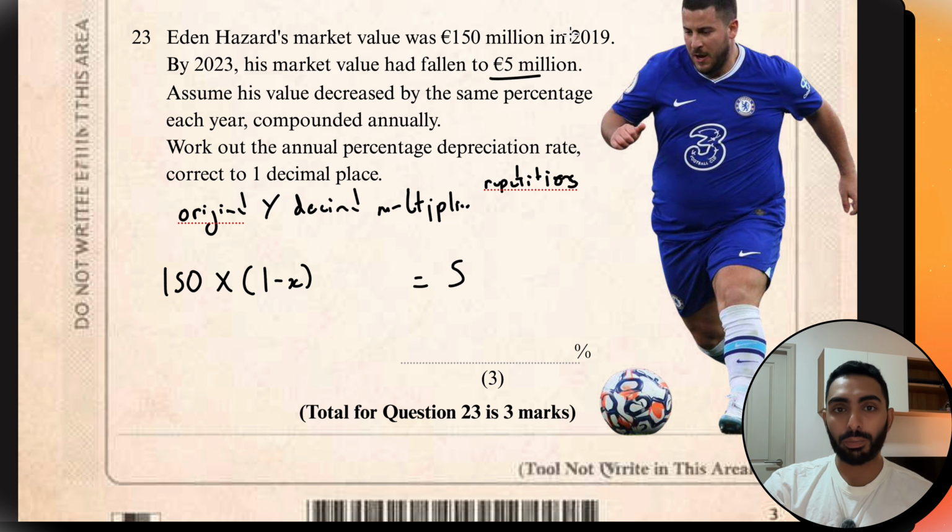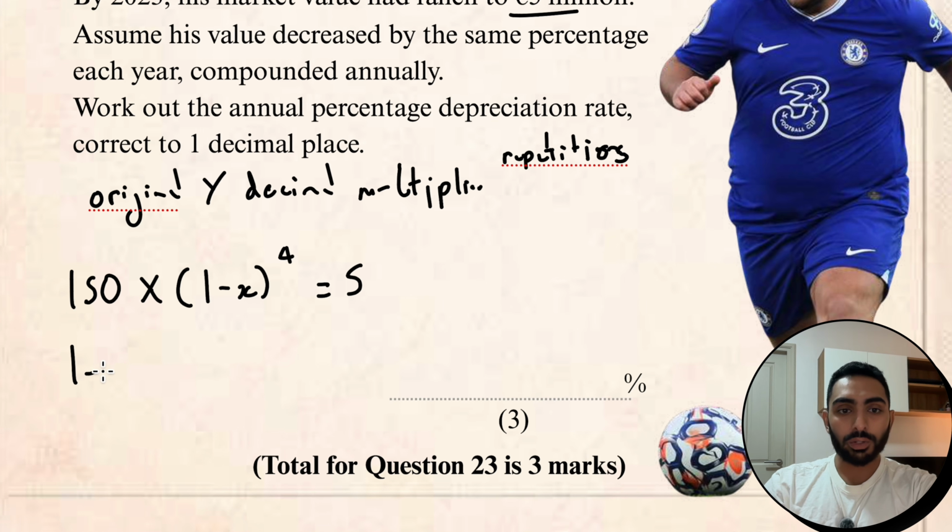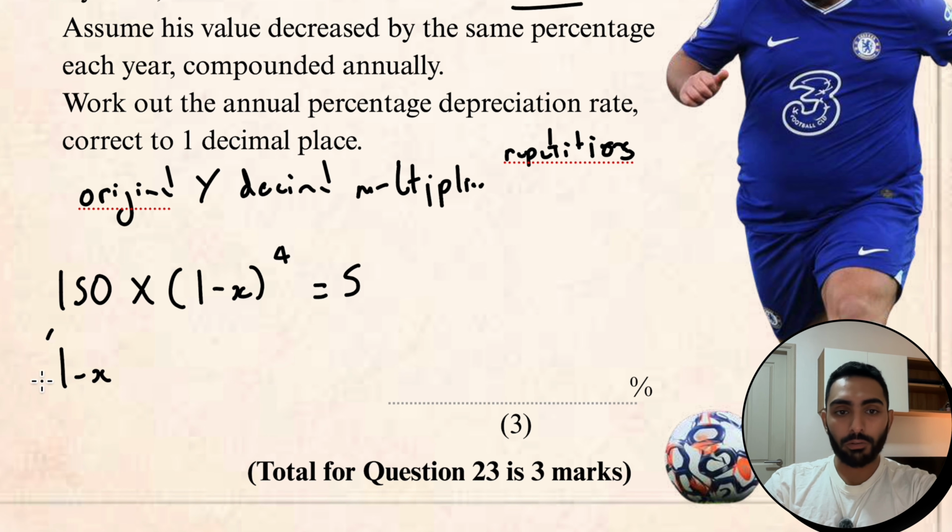And the number of times that it repeated: 2019 was the first year, so 2020 would be 1, 2021, 2, 2022 would be 3, and then 4. So it's to the power of 4. 1 minus x to the power of 4. We've got an equation here. We just need to find out what x is. We've got the left-hand side being multiplied by 150. So if we divide by 150 on both sides, we're left with 1 minus x to the power of 4 is equal to 5 over 150.